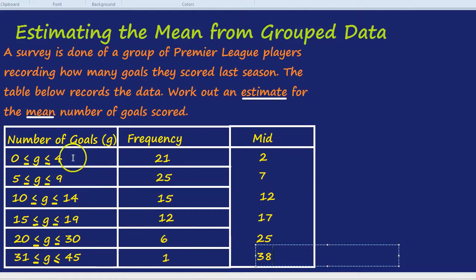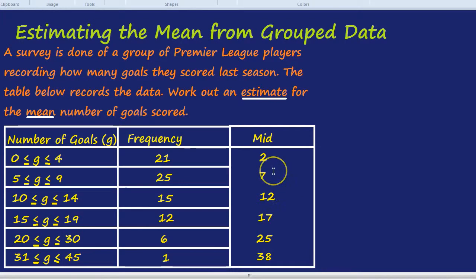Notice, by the way, how the groups were different sizes. Like this first group was only between 0 and 4, so if you like 4 wide, whereas the last group was between 31 and 45. It was quite a massive group, so be very careful when you're finding the midpoint.